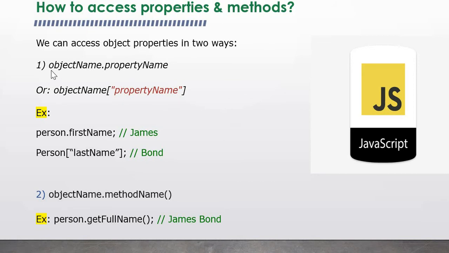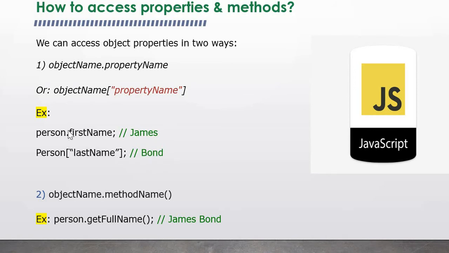The very simple one: objectName dot propertyName. This is a very simple way, objectName dot propertyName, or you can say objectName in brackets and then the property name in a string format. Okay, example: in our previous example we have seen that our object was person and one property was firstName, right? So we can say person dot firstName, one of the property names. If you say person dot firstName, it should return James. Or we can say person and in brackets the lastName in a string format, then it will return Bond.